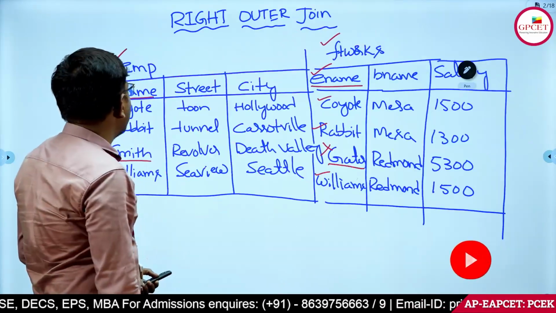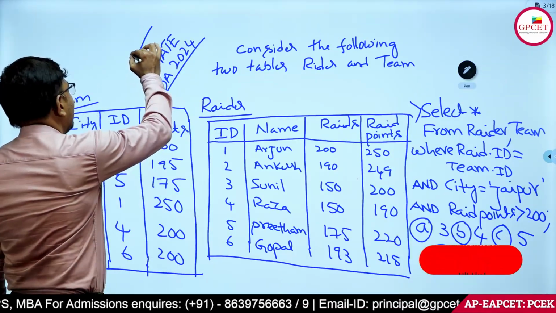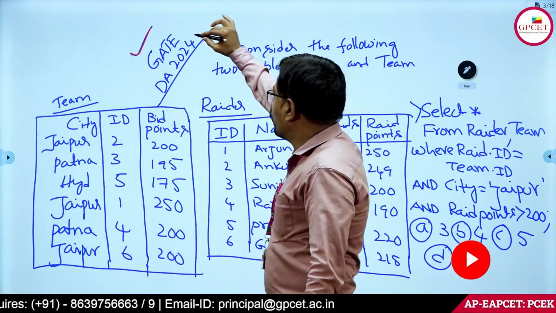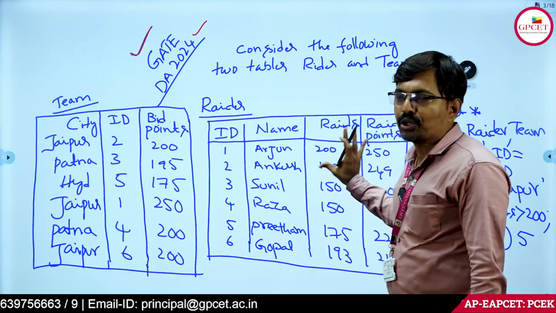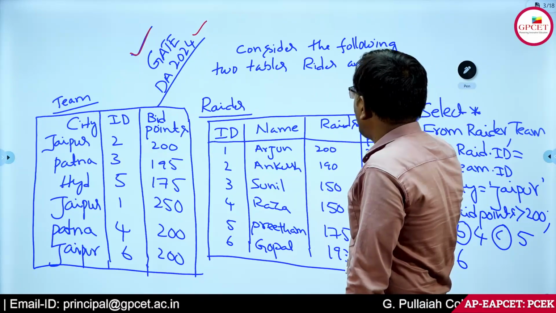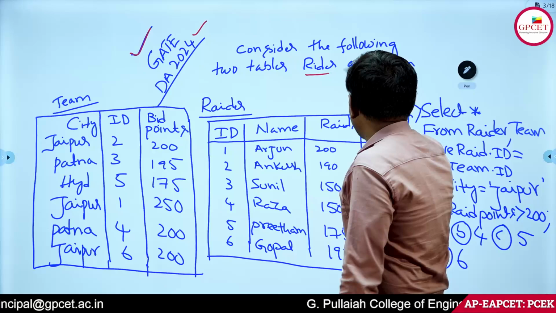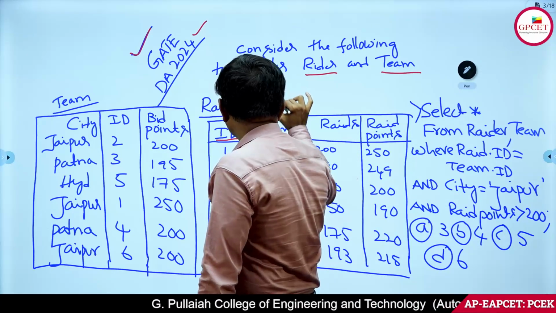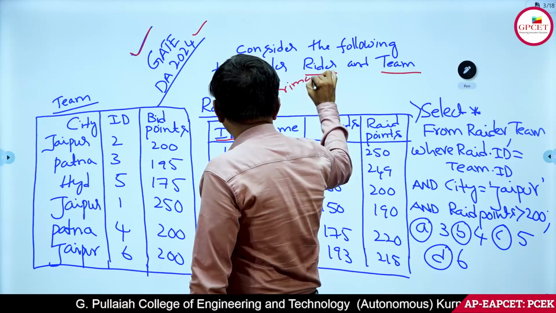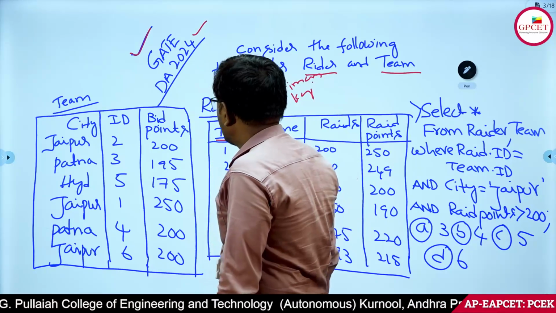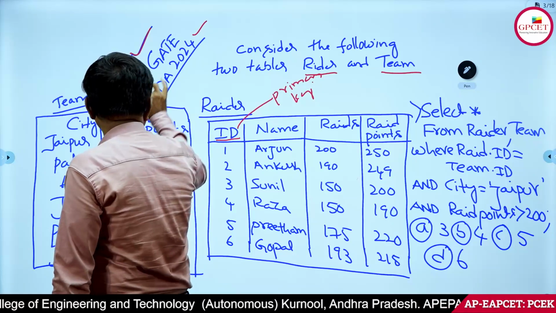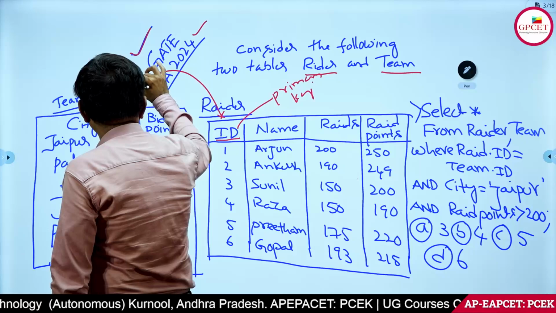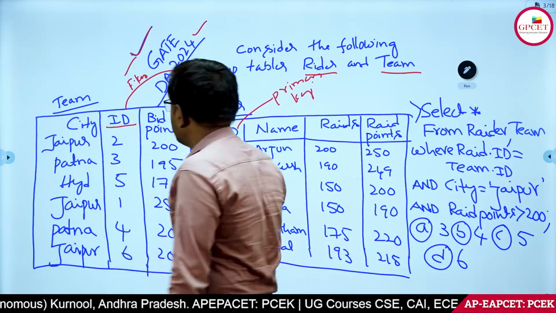Okay, observe one more example. What is the example here? GATE Data Science and Artificial Intelligence 2024. Given the question, consider the following two tables, rider and team. Here rider ID is a primary key, already given. And what is ID here? This ID references the rider table. References is nothing but a foreign key.